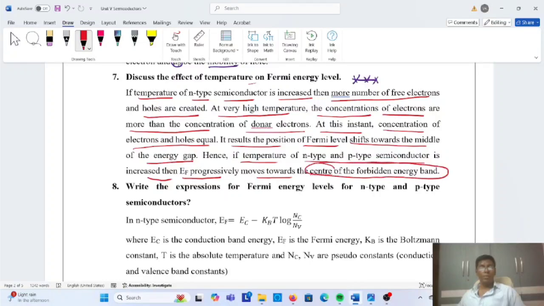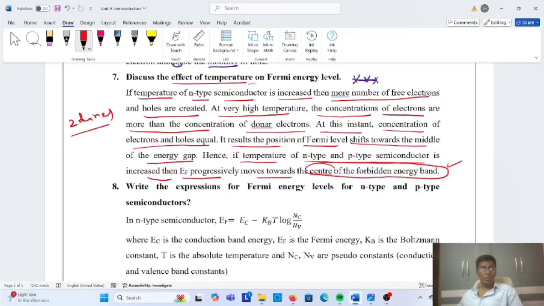If you feel this question is lengthy, the same answer can be written in 2 lines. How can you write it? If the temperature of an n-type and p-type semiconductor is increased, then in a simple sentence you can write: the Fermi level moves towards the center of the energy gap or forbidden energy gap. If you write this line also, you will get the 2 marks.